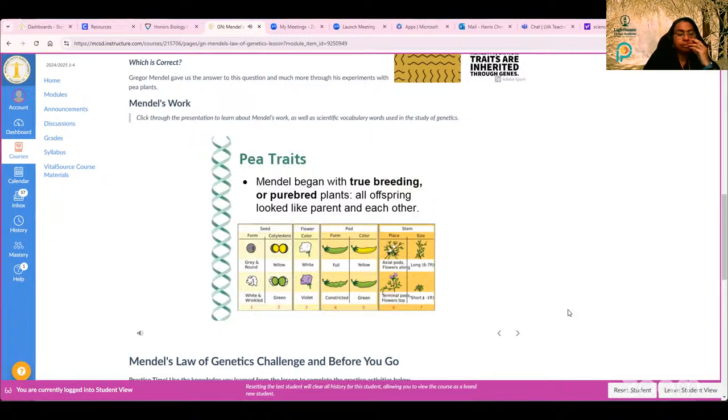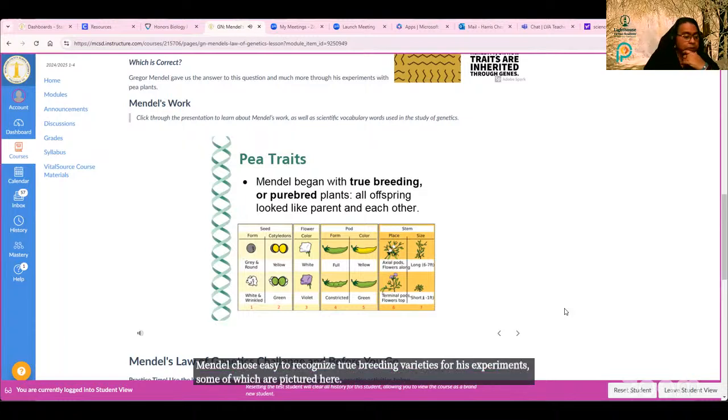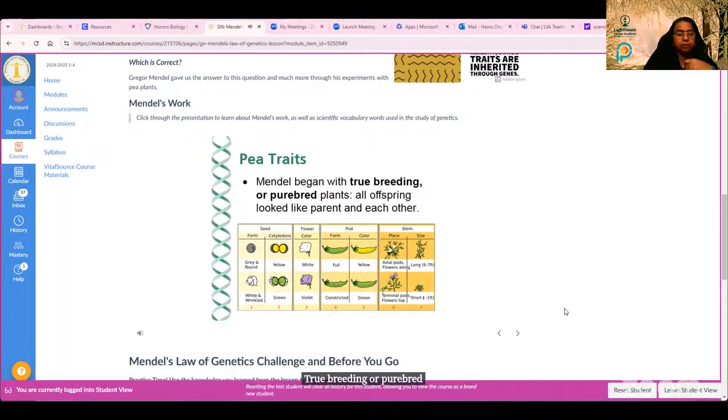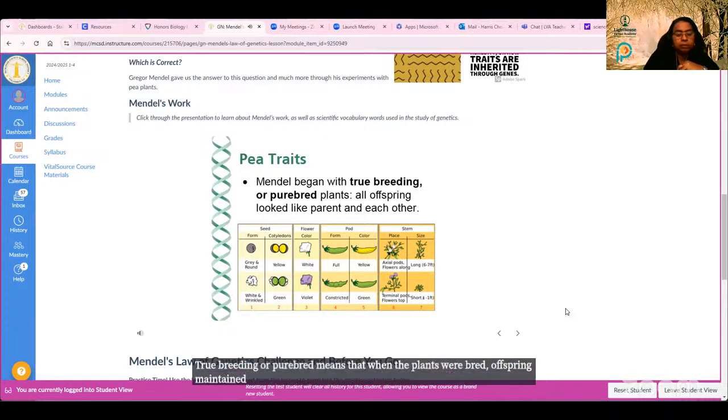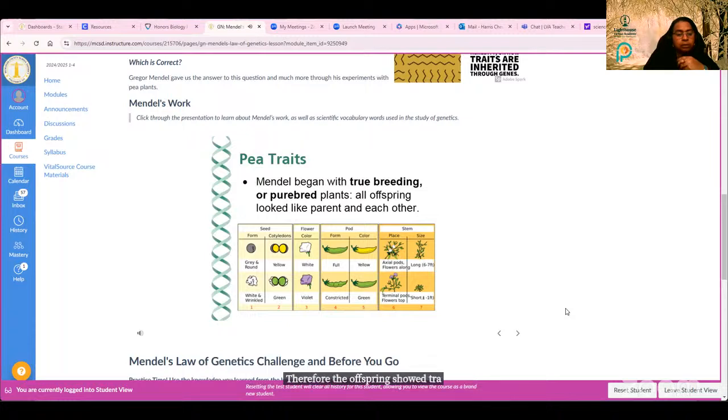Mendel chose easy to recognize true breeding varieties for his experiments, some of which are pictured here. True breeding, or purebred, means that when the plants were bred, offspring maintained that characteristic over time. Therefore, the offspring showed traits identical to their parents and identical to each other.